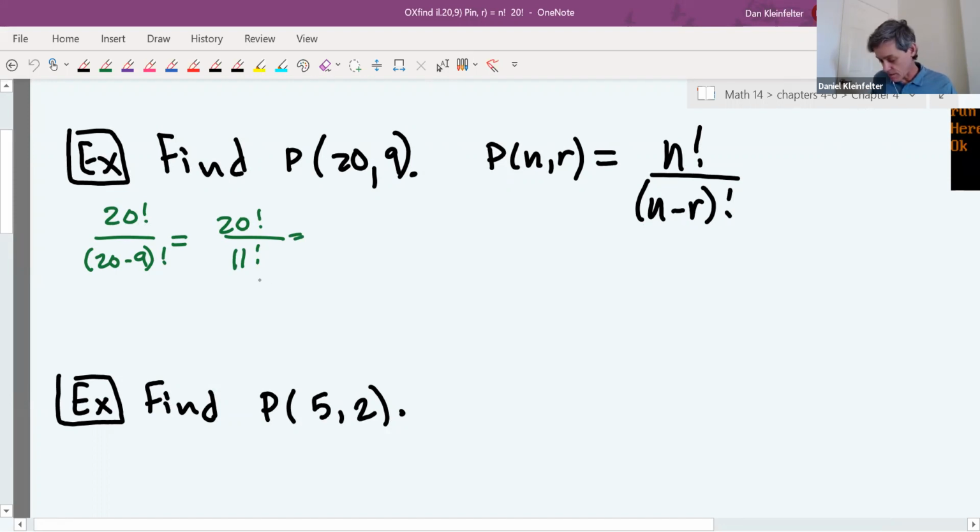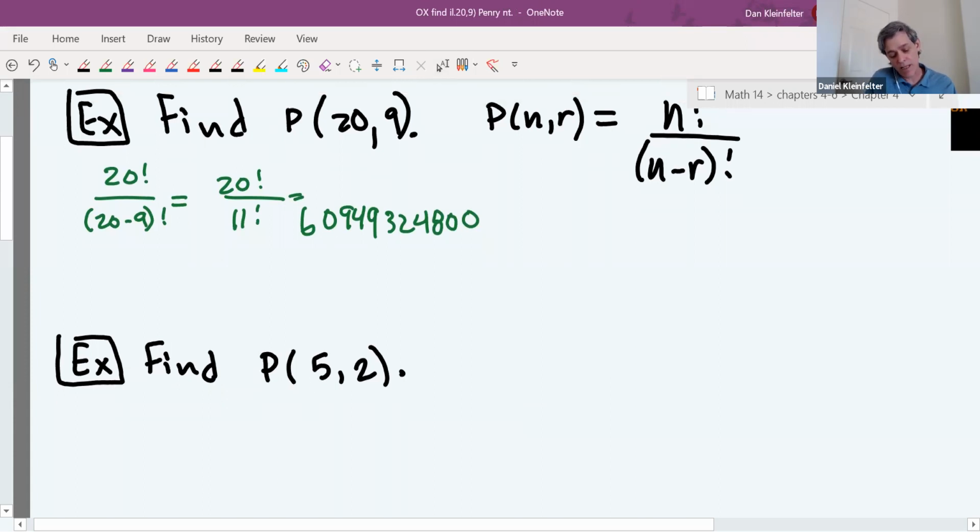So let me find out 20 factorial divided by 11 factorial. Okay, that's a really large number. Out of 20 things, pick 9, and the order they're in makes a difference.